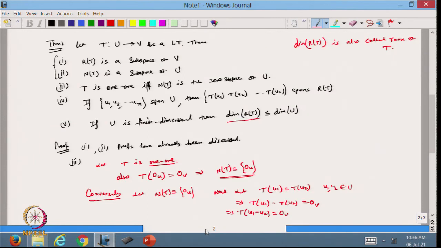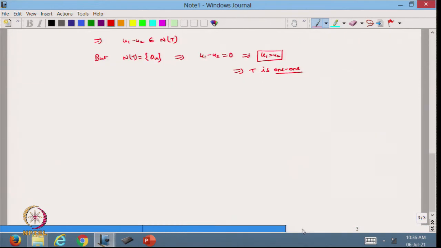So, if I need to check whether a linear transformation is 1-1 or not, we should concentrate on the null space. If we are able to find an element other than the 0 element which is mapping to the 0 element under this transformation, then I can say that the given transformation is not 1-1. So, this we are able to show. The next one is the fourth one.